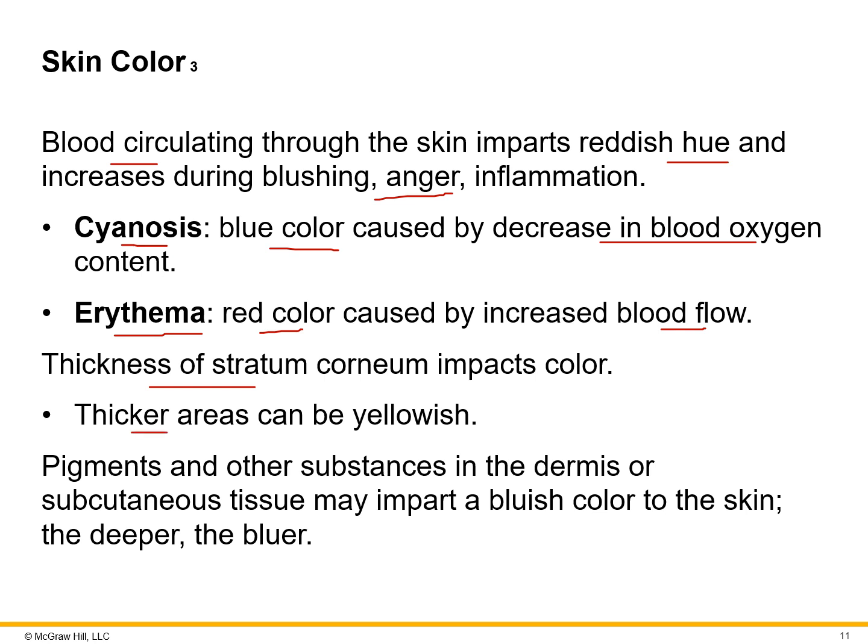The thickness of that stratum corneum also impacts the color. The thicker it is, it actually causes a buildup of carotene, so it produces a more yellow pigment or color. Again, pigments from other substances in the dermis and subcutaneous layer can also impart a bluish color on the skin. So the deeper that is found, the bluer that it produces.